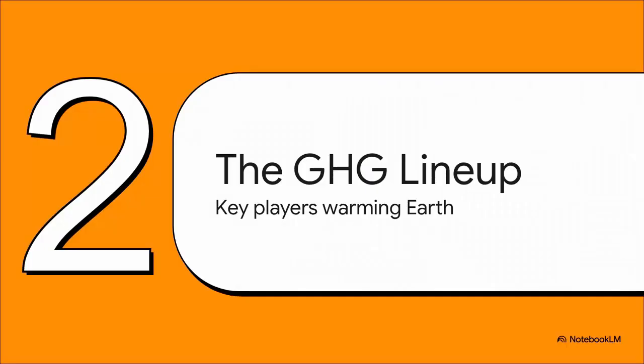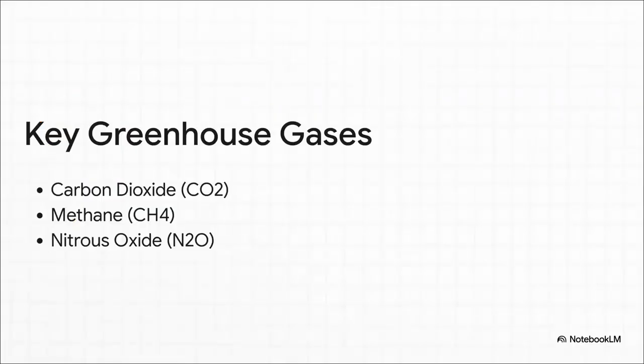To answer that, we've got to meet the key players. Now, there are a lot of gases that can trap heat, but when it comes to global policy and climate accounting, we've really zeroed in on a handful of the biggest contributors. We're talking about the big three. You've got carbon dioxide, or CO2, methane, CH4, and nitrous oxide, which is N2O.